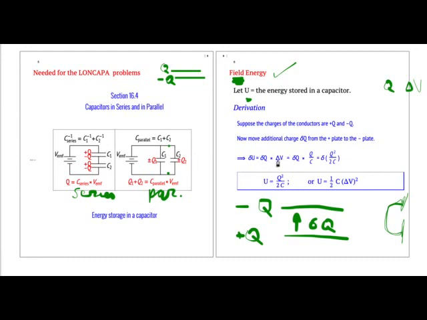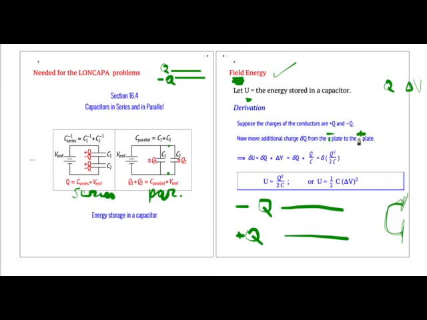Well, remember the definition of potential energy. Charge times the change in potential is the change in energy. So, I think I have this explained wrong here. This is wrong. I want to move charge from the negative plate to the positive plate. I have a little misprint here.